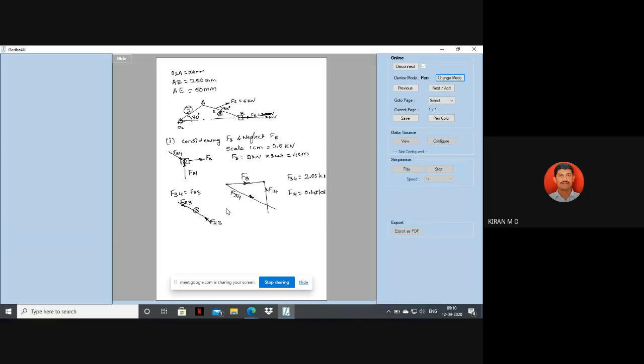Okay. Now we know that these two forces are collinear and opposite in direction according to the conditions. So we can write that F23 is equal to F43, that is equal to how much? 2.05 kilonewton.